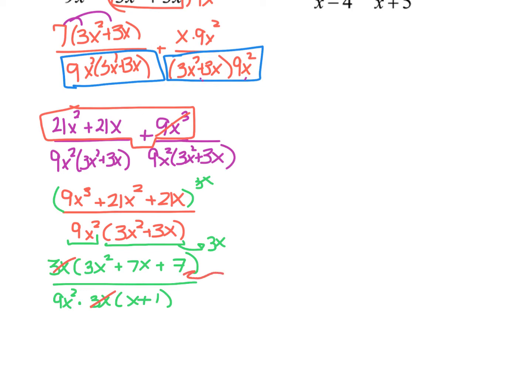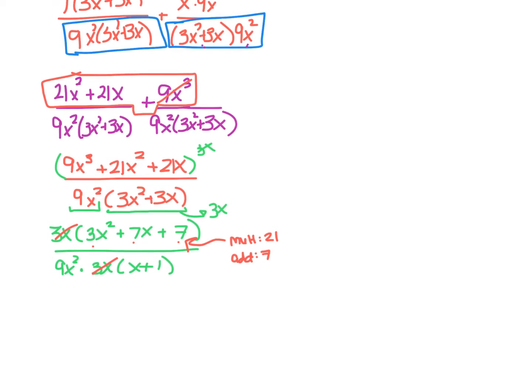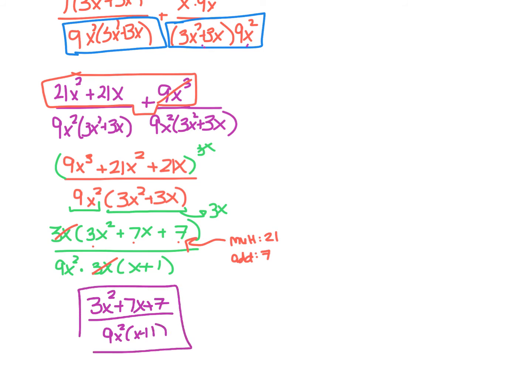Now I look here and I try to think through, okay, I have a trinomial. So I'm going to look at the a, b, and c values. So I notice a is 3, b is 7, and c is 7. So I'm going to need two numbers that multiply to a times c, which is 21, and add to 7. And just based on my knowledge of the factors of 21, I can't think of any combination that will work for that. So that doesn't actually factor any further. So my final answer here, the most simplified version of this that I can find, is 3x squared plus 7x plus 7 in my numerator, all divided by 9x squared times x plus 1 in my denominator.